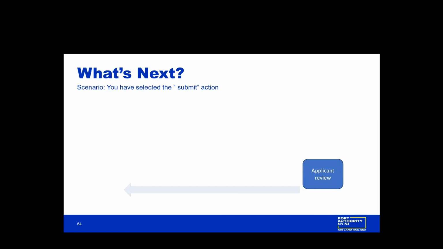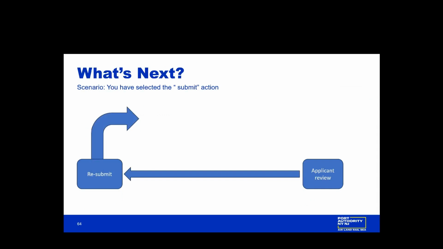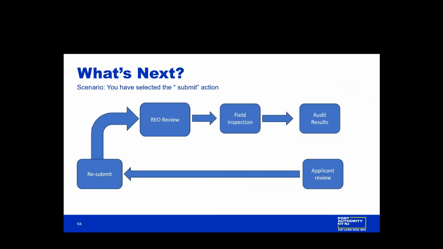So normally when you click the submit action, you will resubmit. Next, Dario will review again, and the cycle can repeat a couple of times depending on how well you do in the inspections.